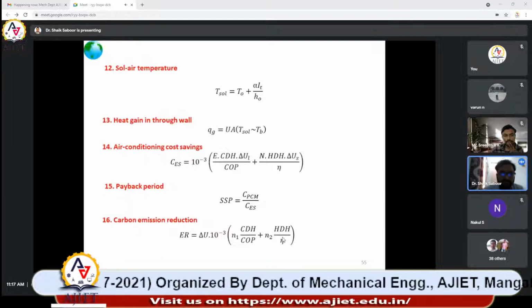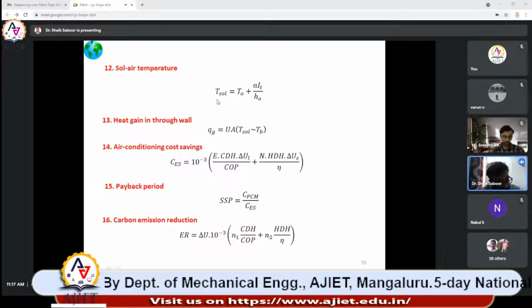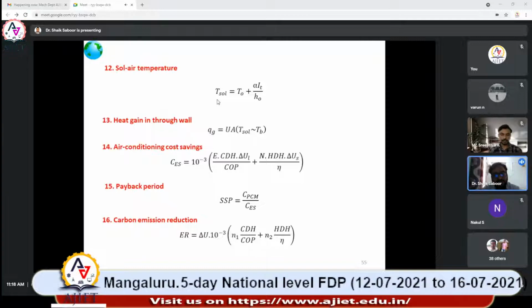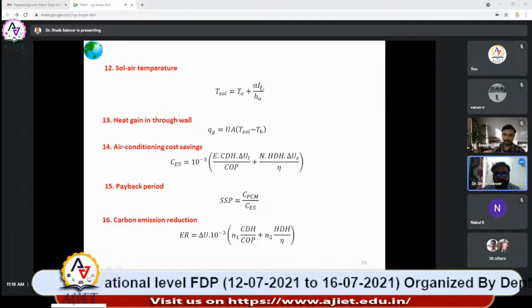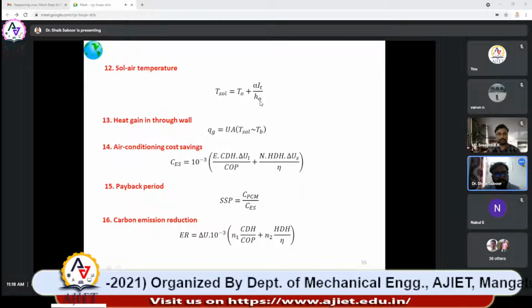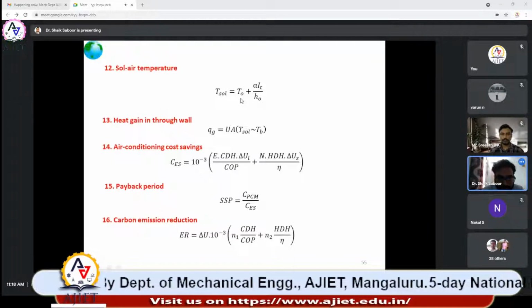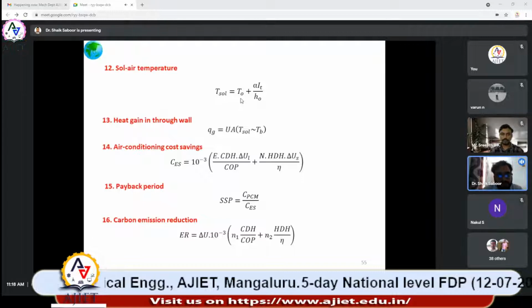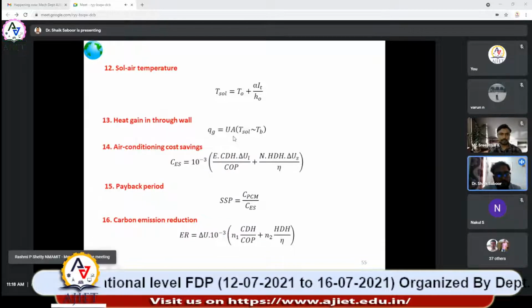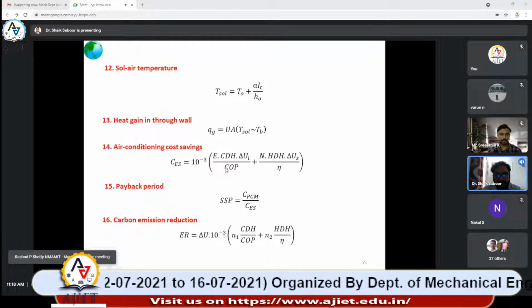Later on, the sol-air temperature is very, very important. The sol-air temperature has radiation as its main component, along with the absorptivity component, h0, and also the outside temperature. From that we will calculate the heat gain inside the building. So the air conditioning cost depends on this, right?